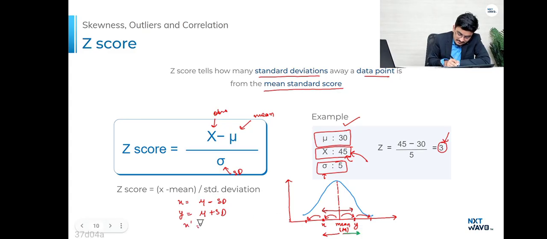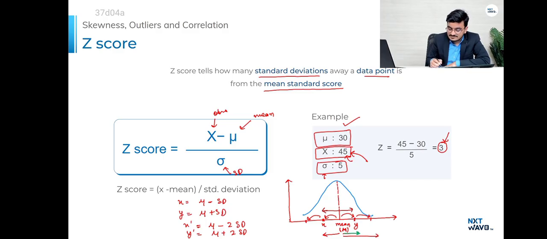Let's say the second standard deviation will be mu minus 2 into standard deviation, because we are moving 2 standard deviations away from the mean on the left side. And on the right side as well, we can do mu plus 2 standard deviations, which means we are moving 2 standard deviations away from the mean on the right side.